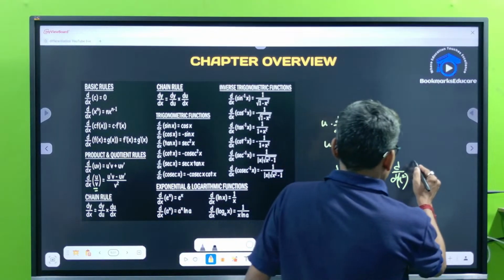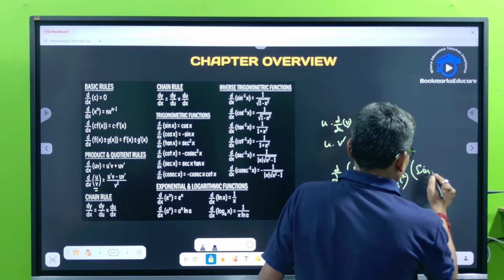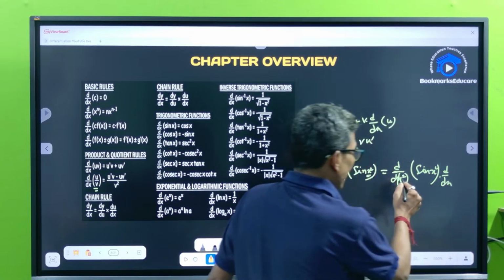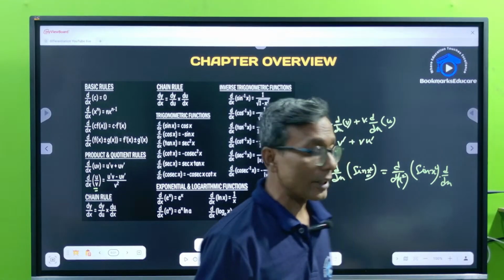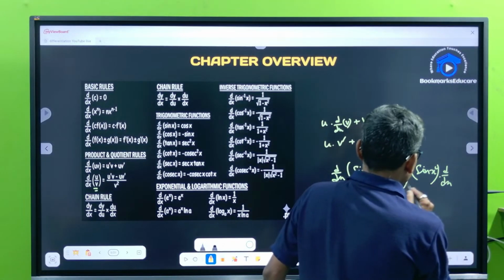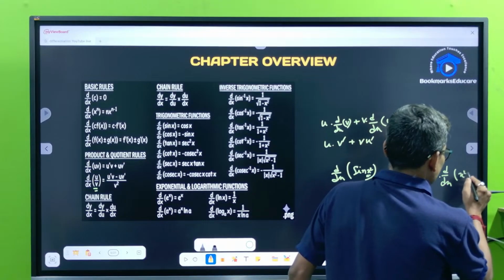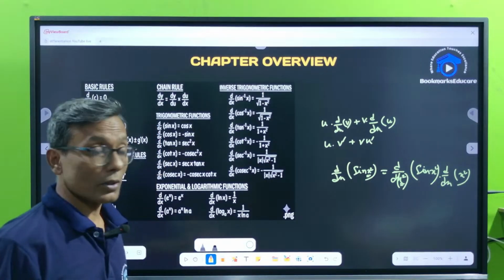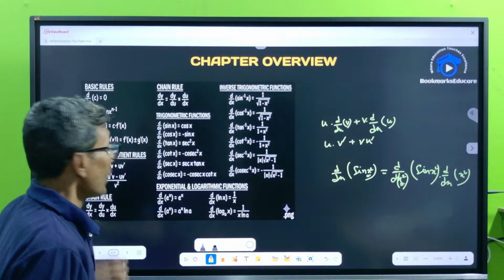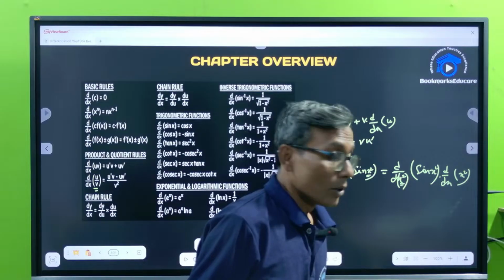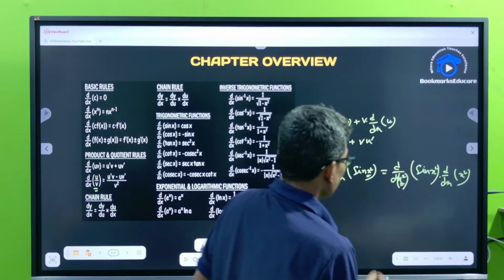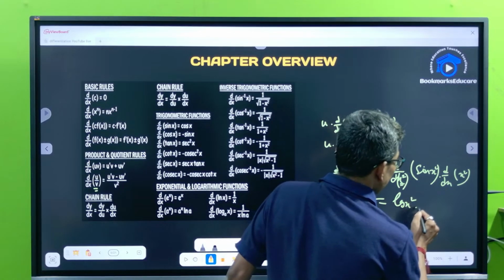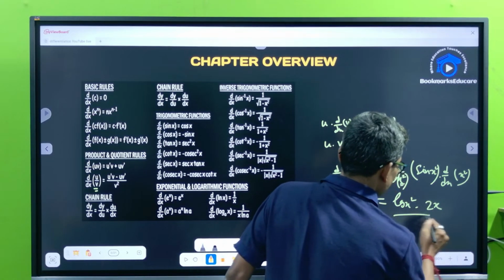So it is cos x square into the derivative of x square. Because we already learned the formula for x to the power n, d/dx of x square is 2x. This is called the chain rule. So the result is cos x square into 2x. This is the required answer.